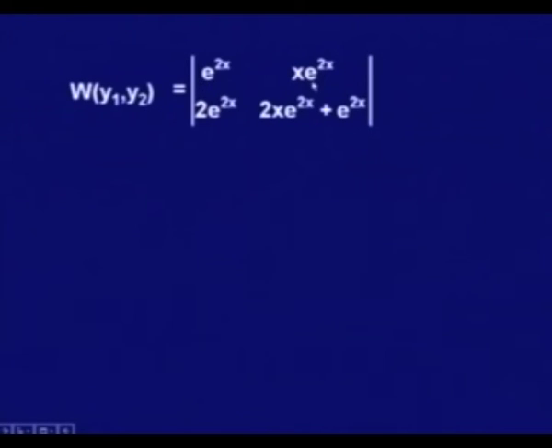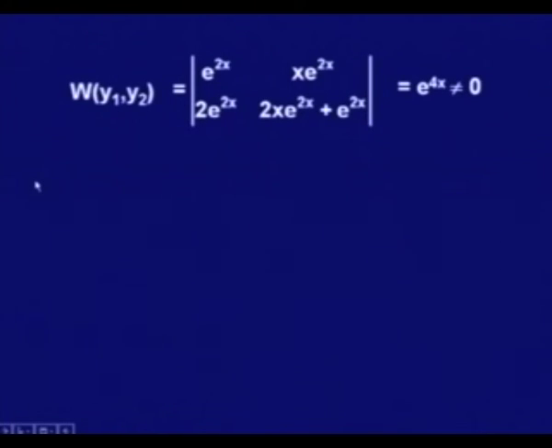So, in the Wronskian the first row is as such, and the second row is the derivative, that is 2 times e to the power 2x, and 2x times e to the power 2x plus e to the power 2x. When we solve this determinant, we get 2x e to the power 4x plus e to the power 4x minus 2 times x times e to the power 4x. I would get e to the power 4x, which is not 0. Since these are linearly independent, this is not 0 for any value of x. So, we have e to the power 4x as the Wronskian.